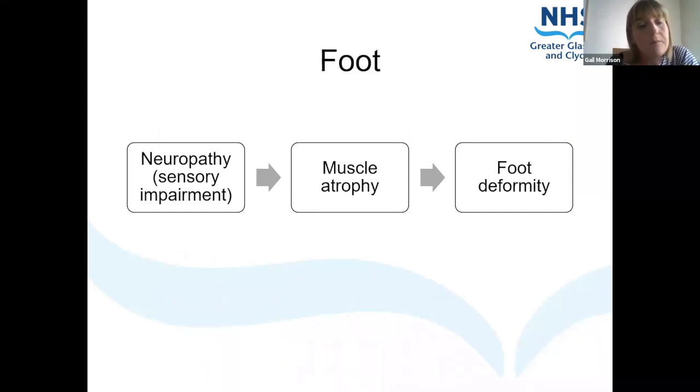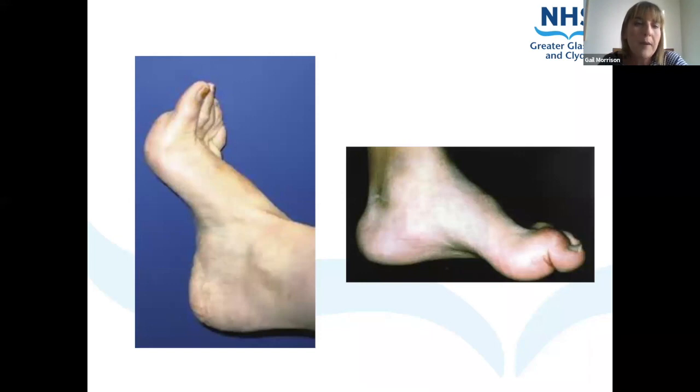We have some patients who present with neuropathy, so they've got a sensory impairment and some muscle atrophy, and the people that we see tend to have had diabetes for a fair amount of time. Then, because of these aspects, we get foot deformities. These are the typical foot deformities that we might see. On the left is the pes cavus foot, where we end up with a very high arch and very prominent metatarsal heads. On the right, we have the clawing of the toes, with the raised dorsal aspect of the toes at the proximal interphalangeal joints.